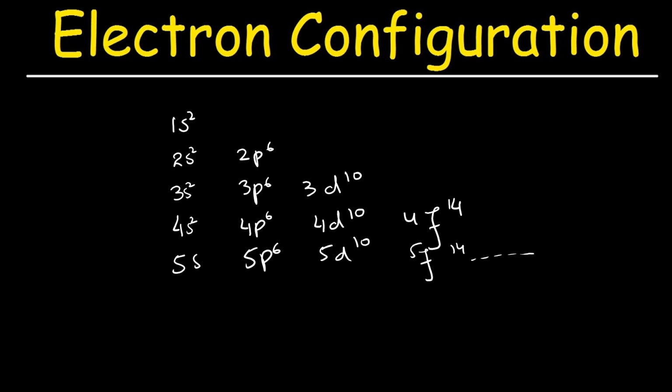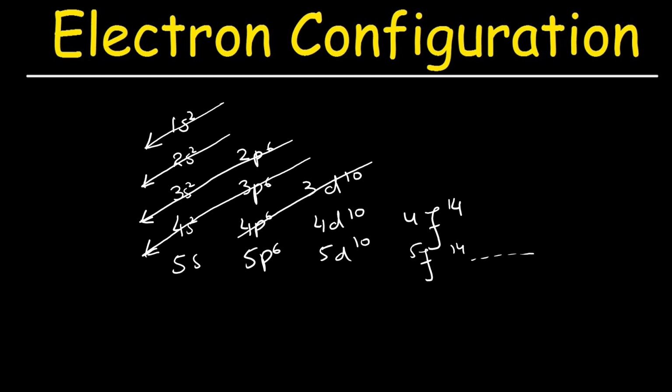5p6, 5d10. So now just draw a line, this type of line. The line indicates that 1s2 has lower energy. The second line indicates that 2s2 has lower energy. The third line indicates that 2p6 has lower energy than 3s2, and then this line indicates that 3p6 has lower energy than 4s2. Similarly, this line indicates that 3d10 has lower energy than 4p6. So we can write it like this.